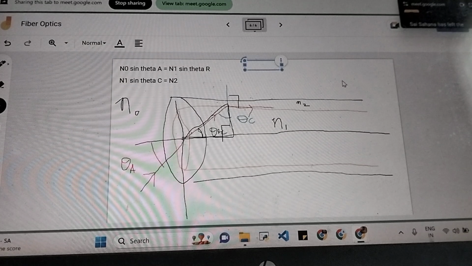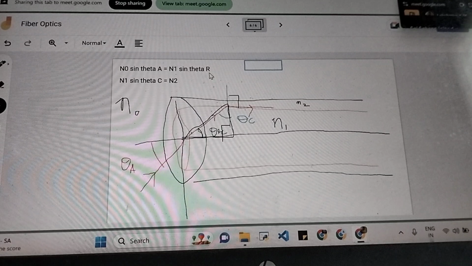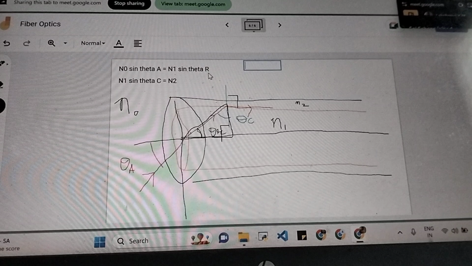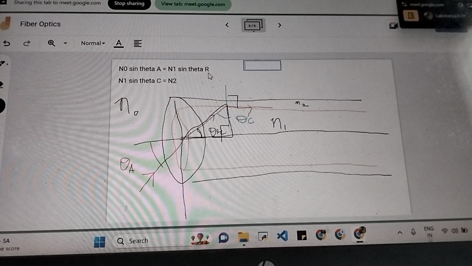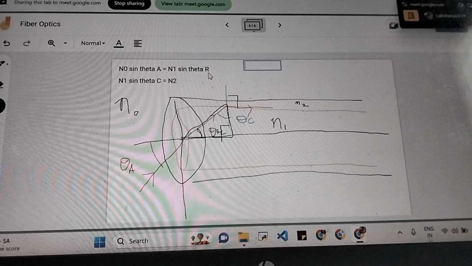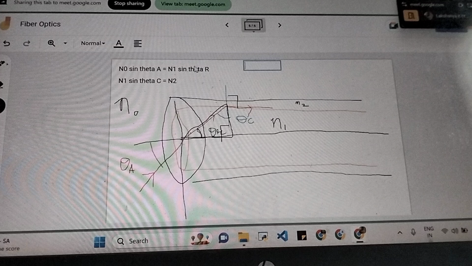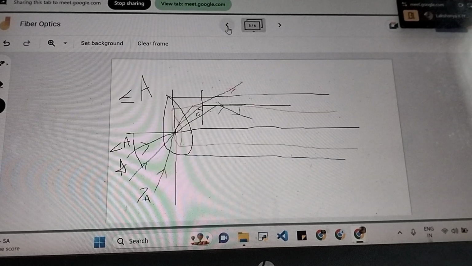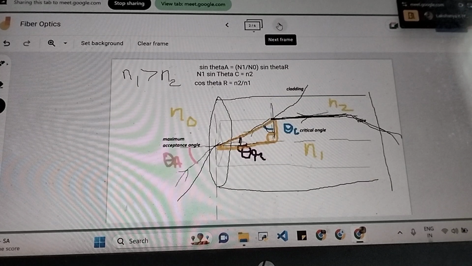So sin theta C will be the same as cos theta R, and cos theta C will be the same as sin theta R. Why is this? When two angles add up to 90 degrees, sine of one angle is equal to the cos of the other, like sin 30 equals cos 60, that logic. So we have theta R here. We'll try to replace it in terms of theta C. Cos theta R, correct.